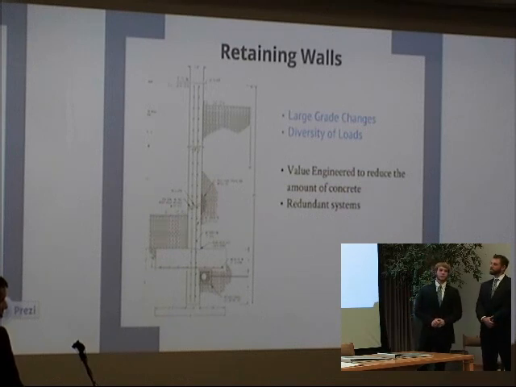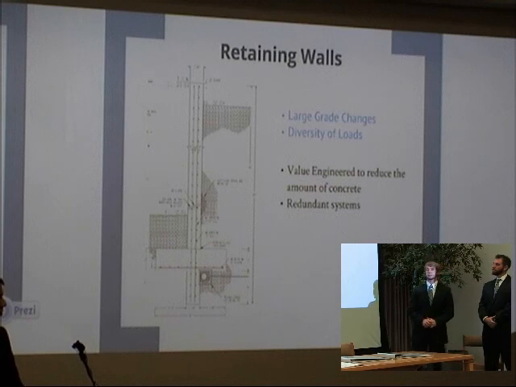We also use redundant systems to prevent that fill of the back of our retaining wall through a drain under the heel of our retaining wall and weep holes spaced at 10 feet along the length of our wall.